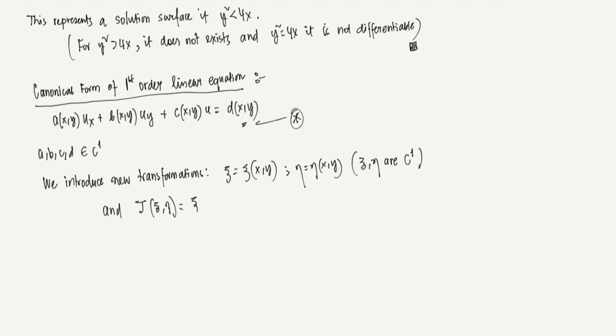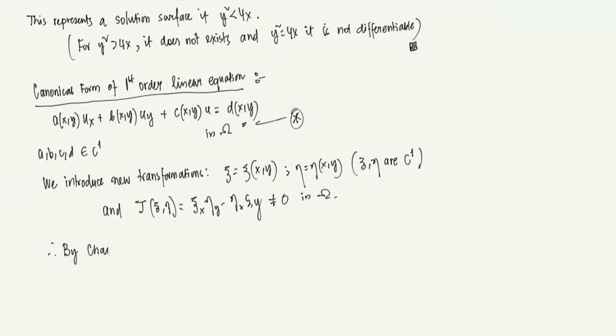Basically it means that xi x eta y minus eta x xi y. That's the Jacobian. This Jacobian is non-zero in whatever domain we are interested in. So let's say we are interested here in omega, so it will be in omega. Omega is of course a subset of R2. We are just doing it in R2, please understand that. So if you do that, therefore, by chain rule, what happens?